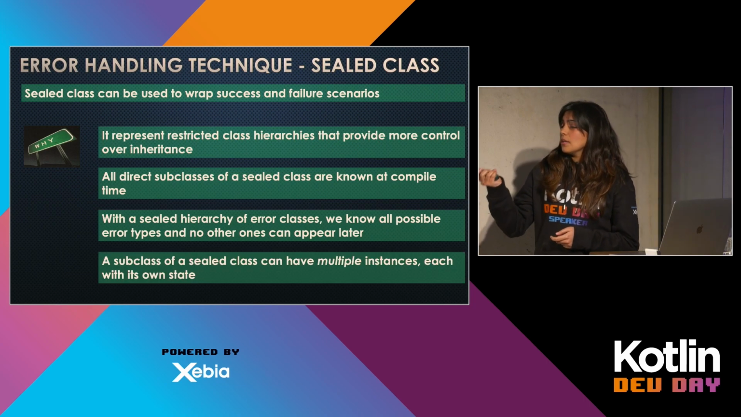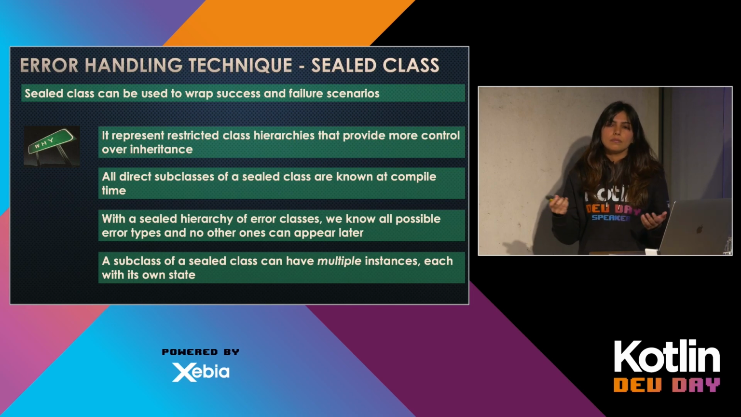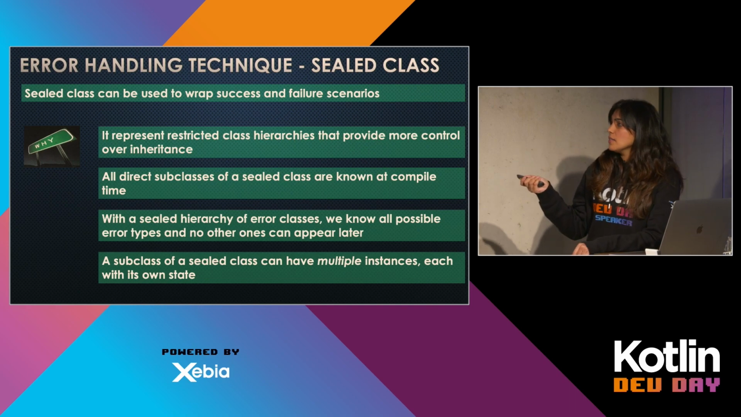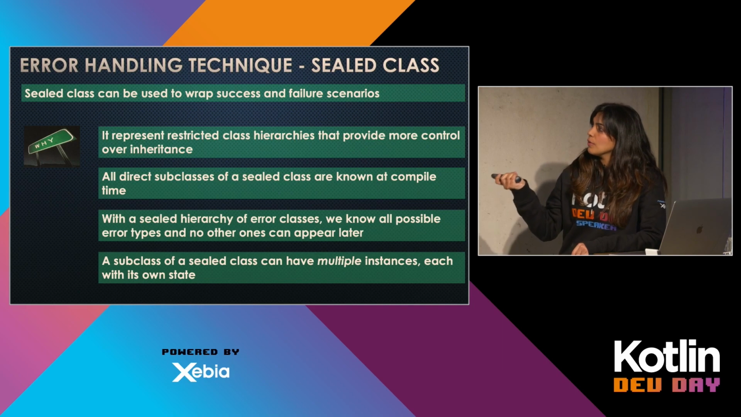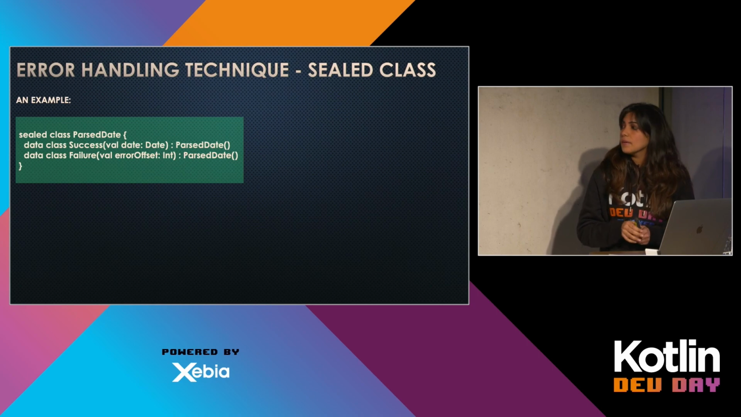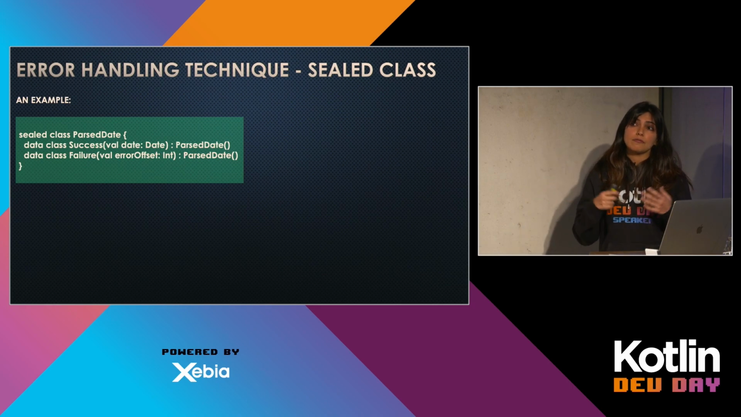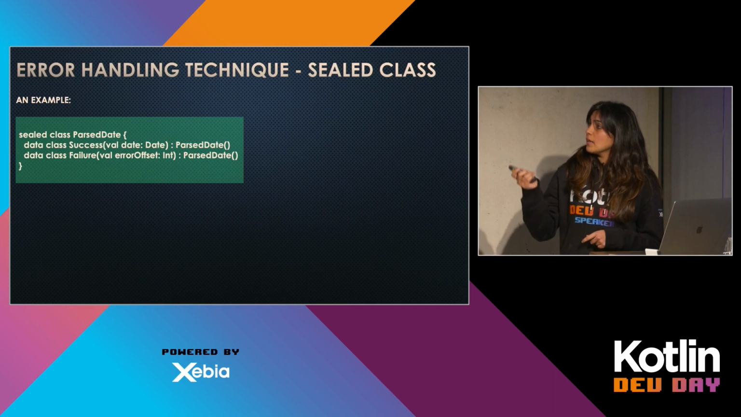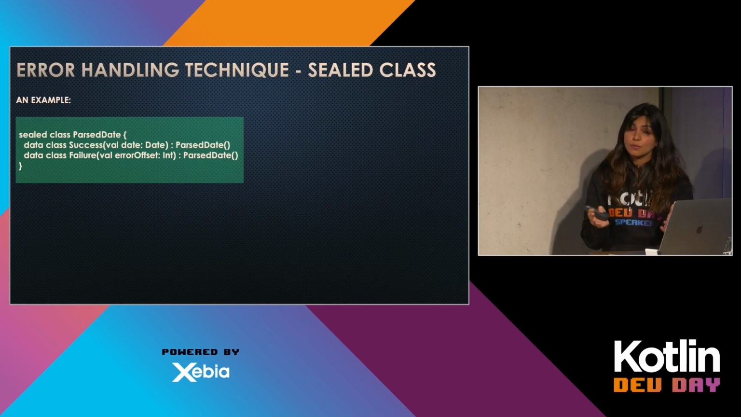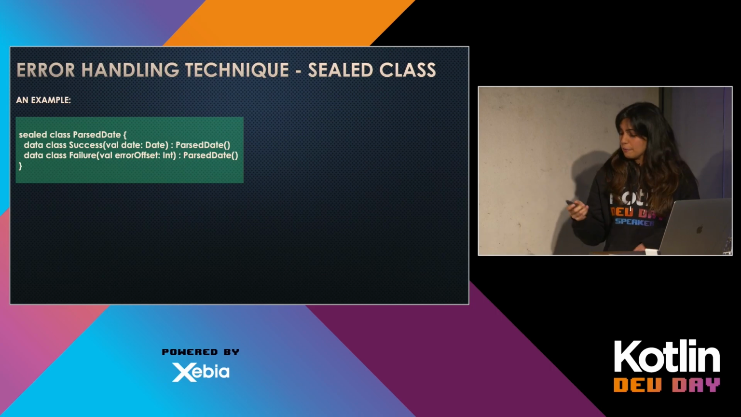Another important point is, the subclasses from the sealed class can have multiple instances, and each can hold basically its own state. Now we all know the advantages of the sealed class. Let's have a look into the code and see how we would use it. Let's take this example of a sealed class with ParseDate. Herein you can see that a sealed class is basically an abstract class. It can have abstract functions. We have declared data classes Success and Failure. The Success class holds the correct value, that is the date object in this case. And the Failure basically holds the error offset, that's the error scenario for us.